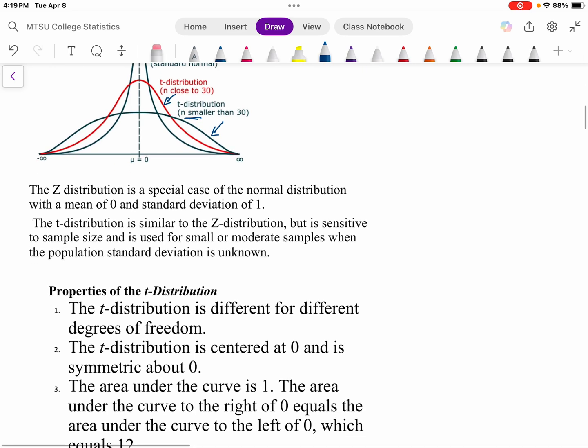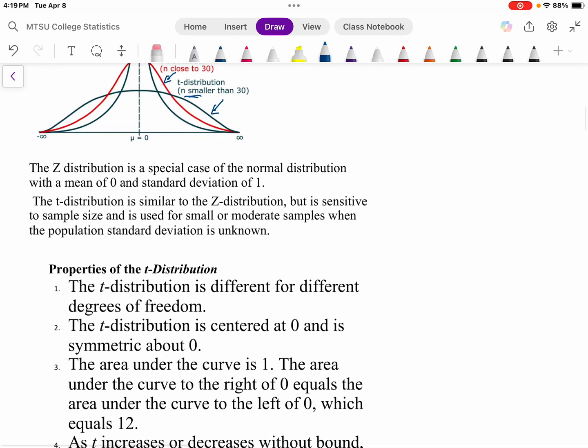So here are some properties of the t distribution. The t distribution is different for different degrees of freedom. And that's a new terminology. What do we mean by degrees of freedom? That dictates what we end up using for our t-star in our formula to calculate things.